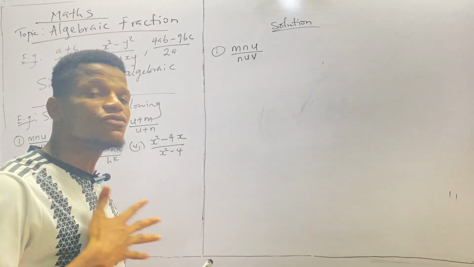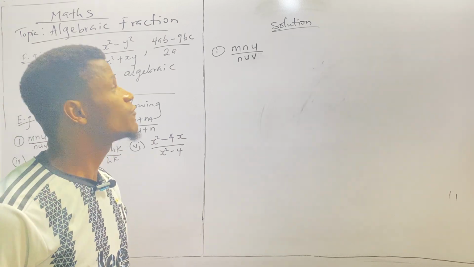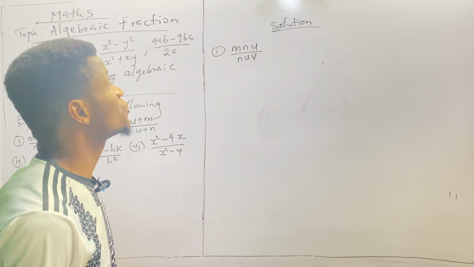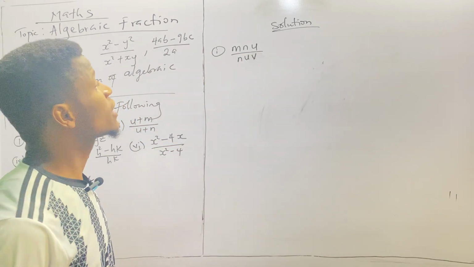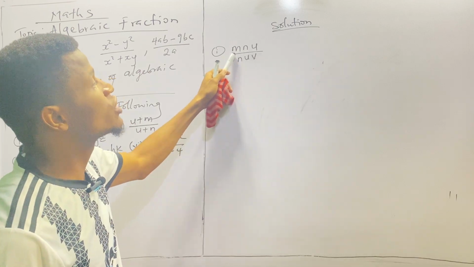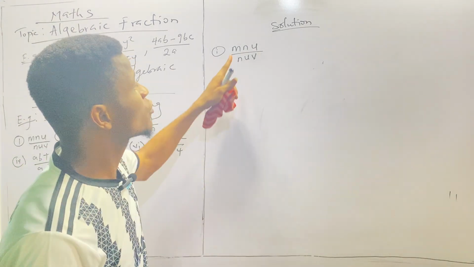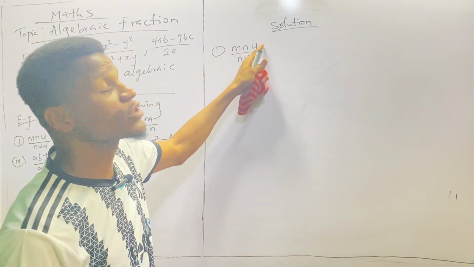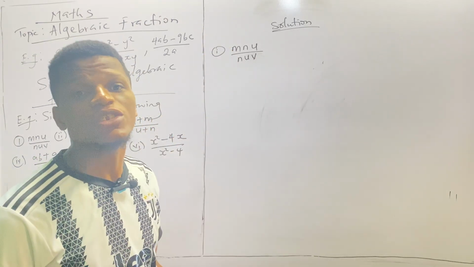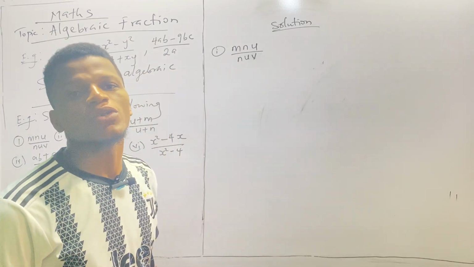Remember that even a term is a factor of itself. 5 is a factor of itself. So u and n are factors of themselves, so we need to cancel them out. And remember that once there is multiplication between the numerators and denominators, they can cancel out. But if the numerators are not multiplying and the denominators are not multiplying, you cannot cancel out until they are in the form of multiplication before cancellation can prevail.